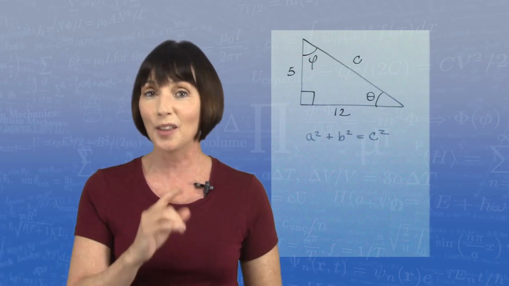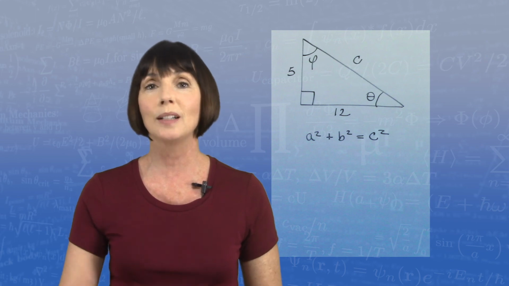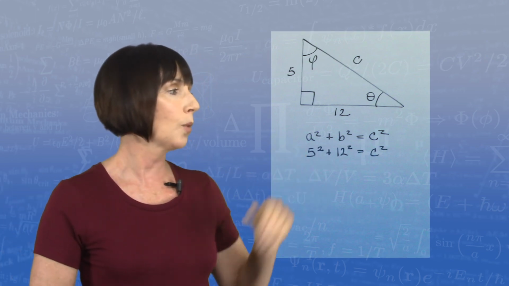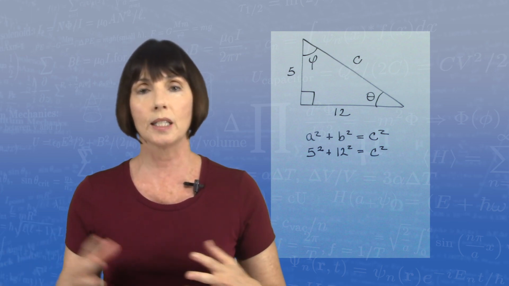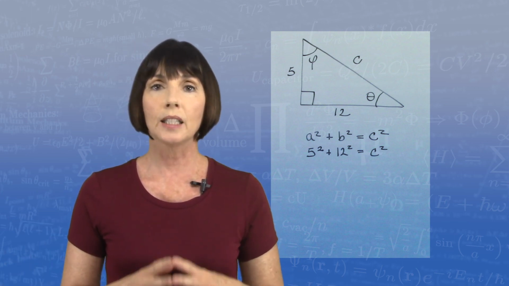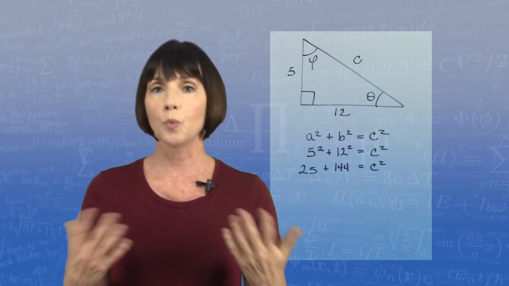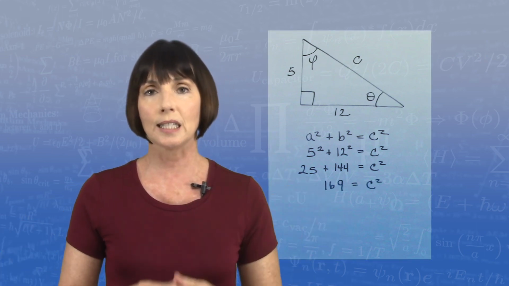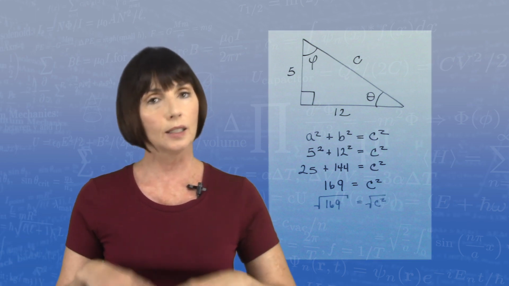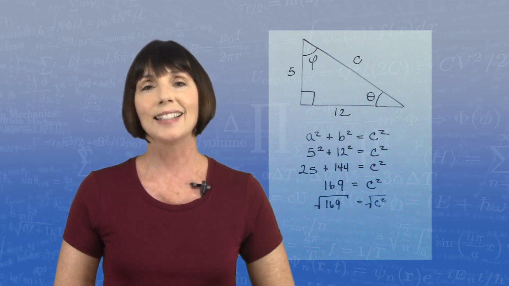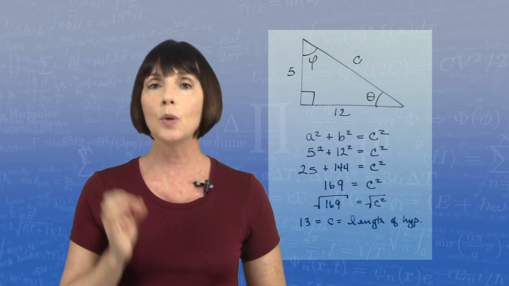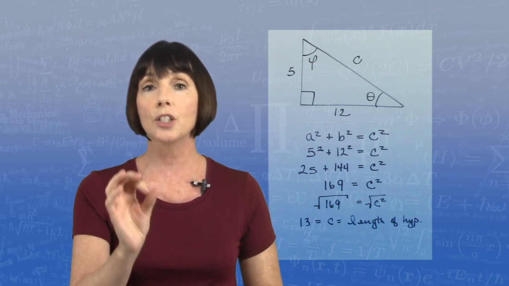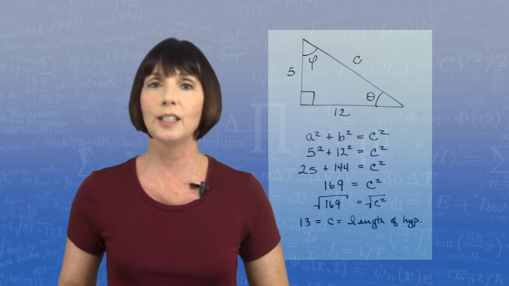the hypotenuse. In other words, a squared plus b squared equals c squared. So, in our case, that means 5 squared plus 12 squared equals c squared. Okay, so that gives us 25 plus 144 equals c squared. I add those up and I get 169 equals c squared. Take the square root of both sides and I get that c is equal to 13. Therefore, the length of my hypotenuse is 13. Okay, now I'm ready to go.